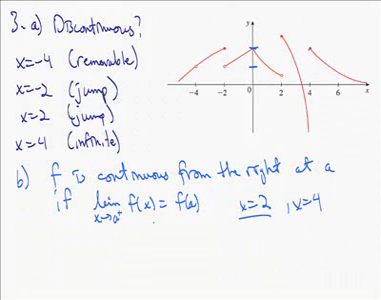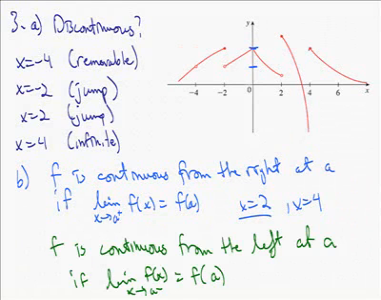How about our definition of f being continuous from the left? Well, just as you might guess, as you read in your book, f is continuous from the left if the limit as x approaches a from the left of f of x is equal to f of a. So as we come in from the left, again, not at -4, it's not defined there, but at -2 we are continuous from the left, because the function value is equal to the limit value as we approach -2 from the left.